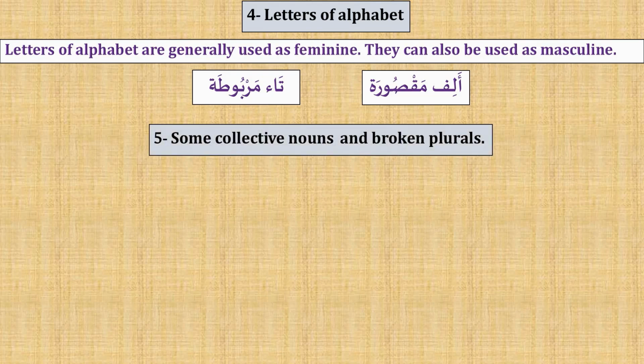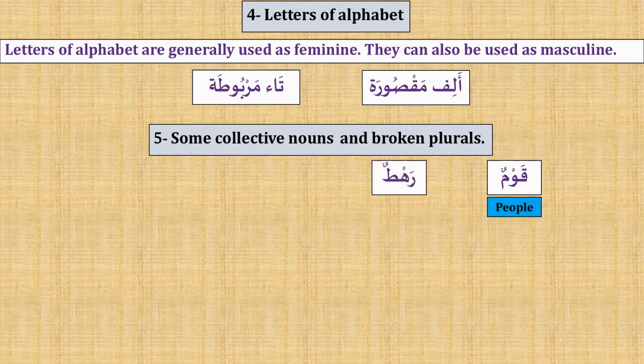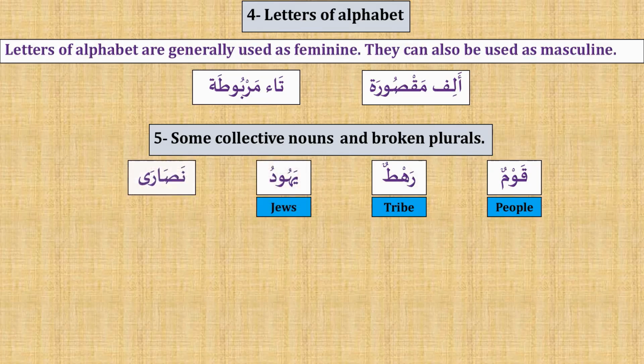5. Some collective nouns and broken plurals. Examples for collective nouns: qawmun, people, and rahtun, tribe. And examples for broken plurals: Yahud, Jews, and Nasara, Christians.